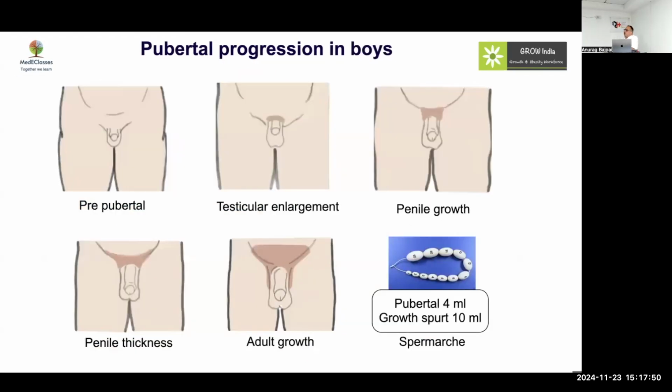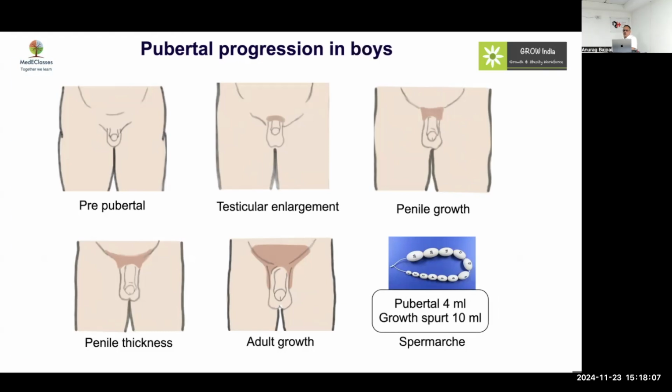Now, often there is a problem in terms of pubertal assessment, particularly in boys, where you really need an orchidometer to identify. So a testicular volume of 4 ml indicates an increase in testicular size, and more than 10 ml will suggest that the growth spurt has happened.